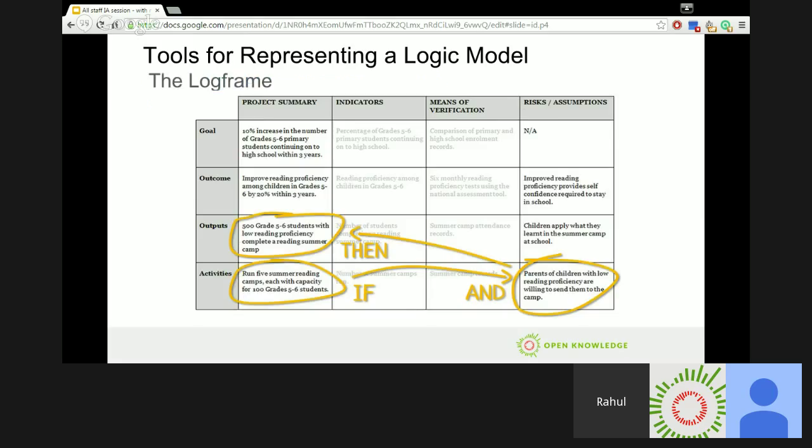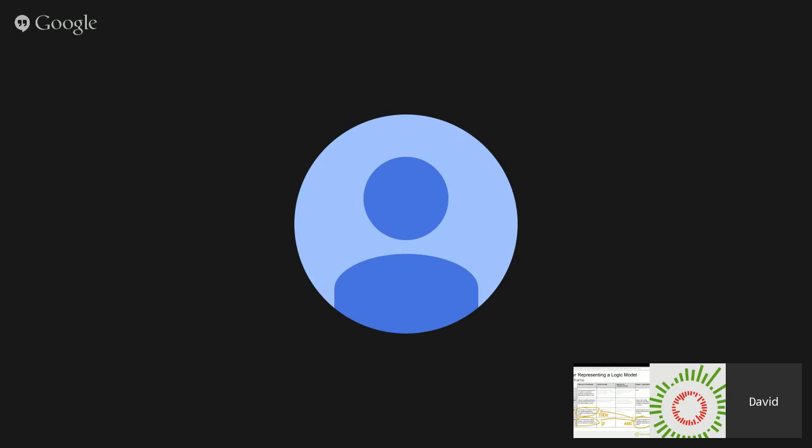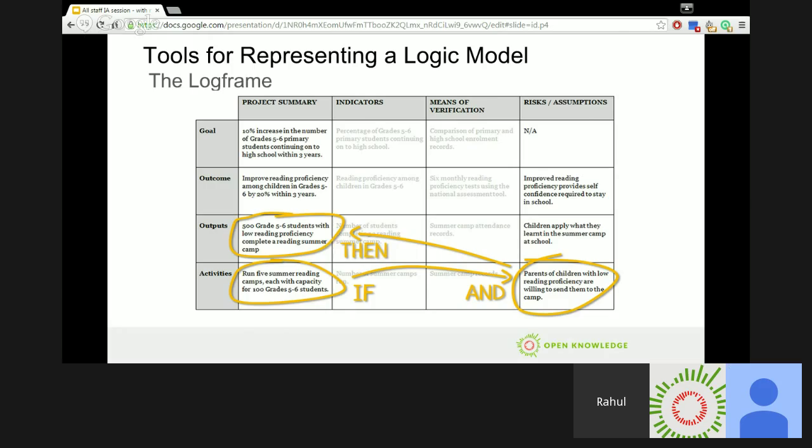Let's move to slide 8. So the log frame structure is based on cause and effect concept. By definition, each project described by the log frame is based on this then or cause and effect logic.